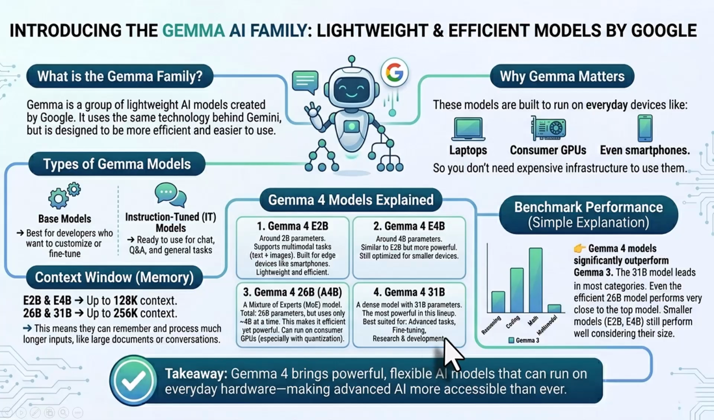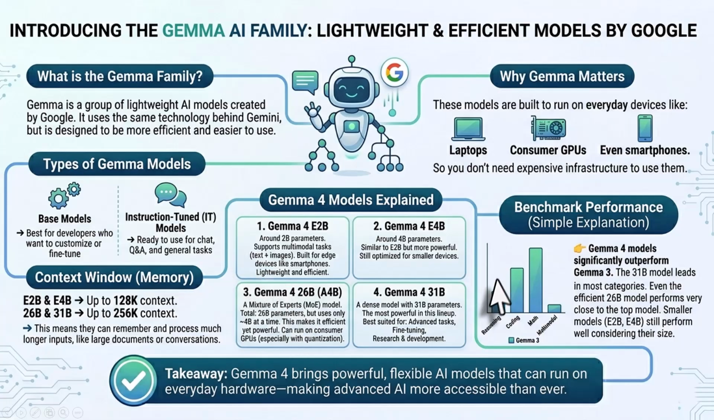Okay. And when it comes to context window or memory, Effective 2B and Effective 4B have up to 128,000 context, and 26B and 31B have up to 256K context. That means these models can remember and process much longer inputs like large documents or conversations.